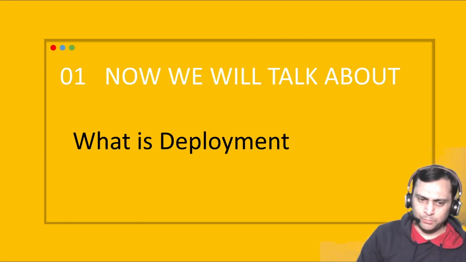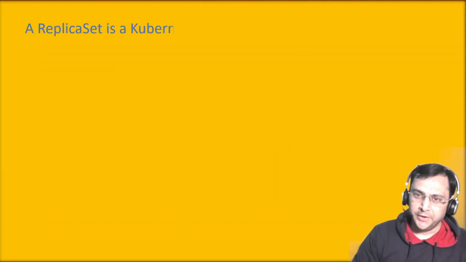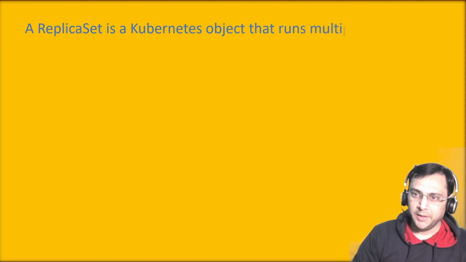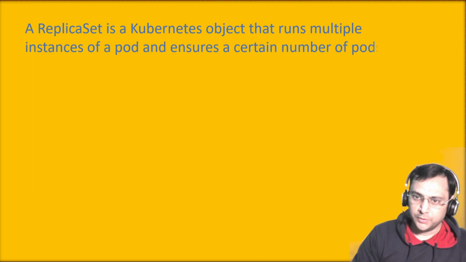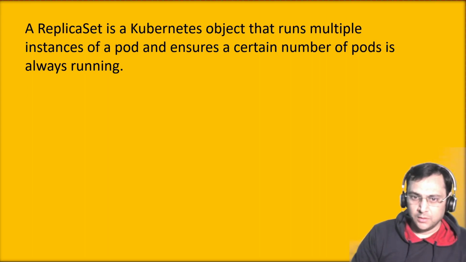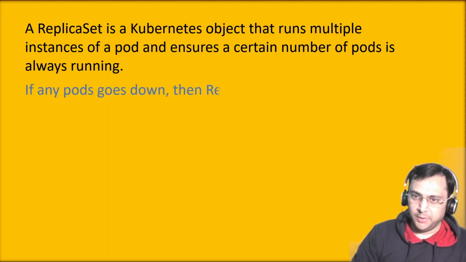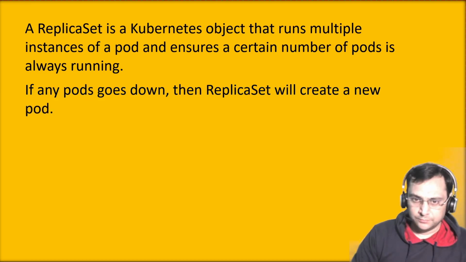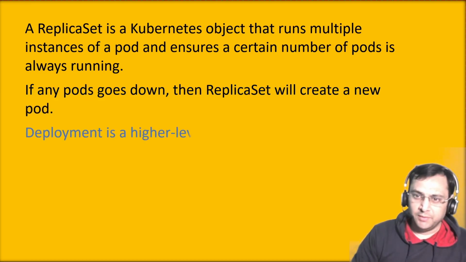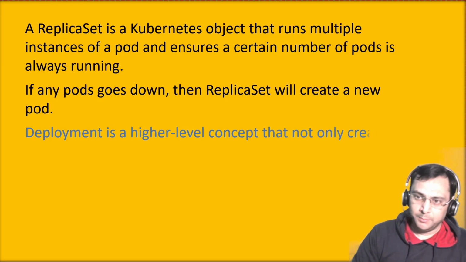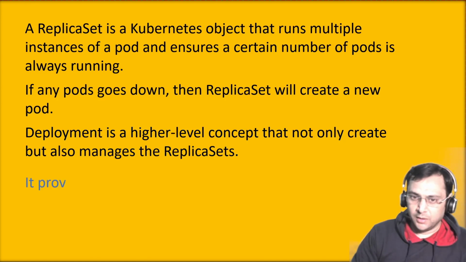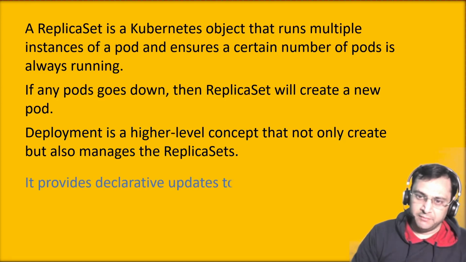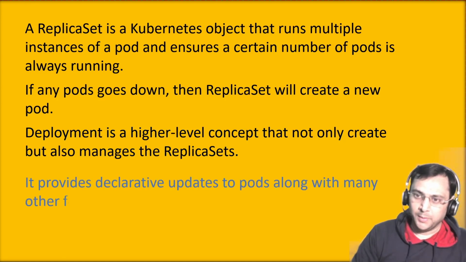That is, what is deployment? A replica set is a Kubernetes object that runs multiple instances of a pod and ensures a certain number of pods are always running. If any pod goes down, then the replica set will create a new pod. Deployment is a high level concept that not only creates but also manages the replica sets. It provides declarative updates to pods along with many other features. Let's elaborate on this point.